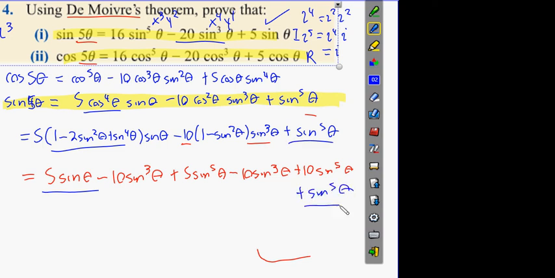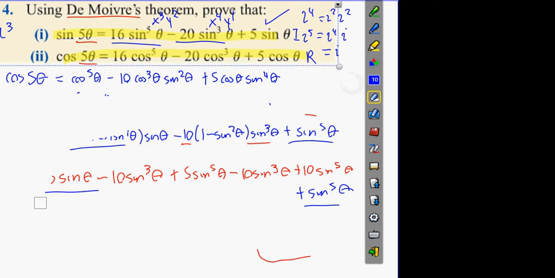So 1 and 5 and 10 gives me 16. 16 sine 5 theta. Okay, we got there. Now, the one after that, I can get rid of everything and now use the top stuff. So the top row is cos 5 theta.